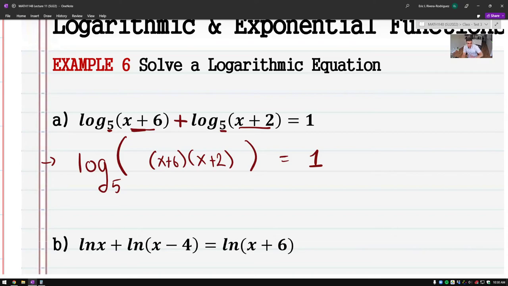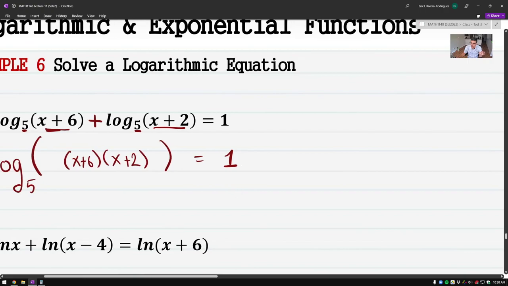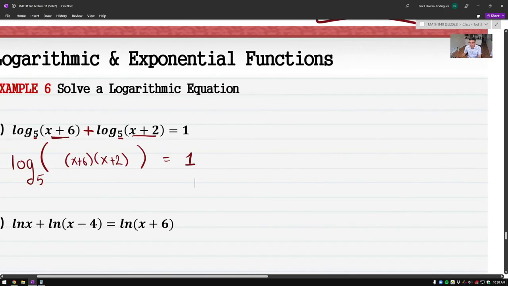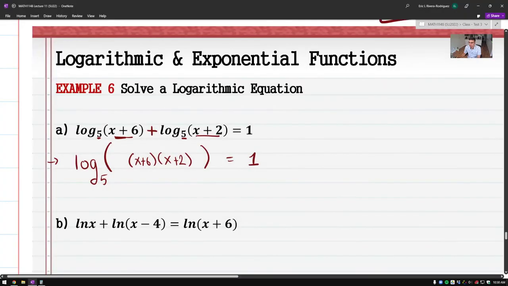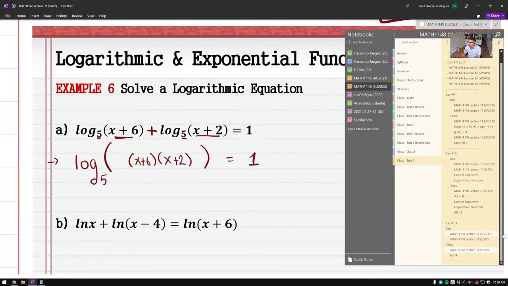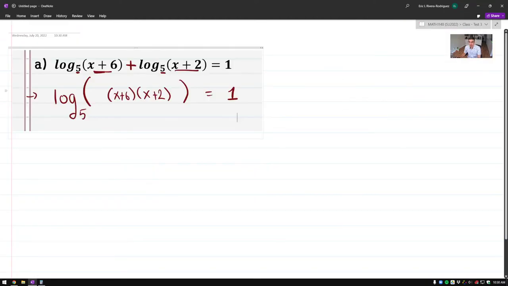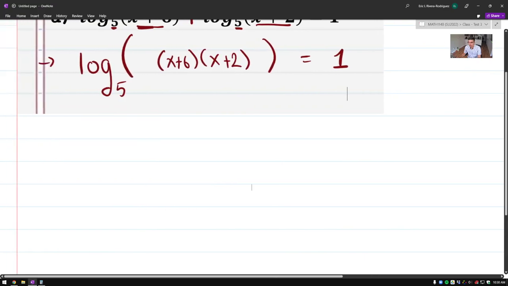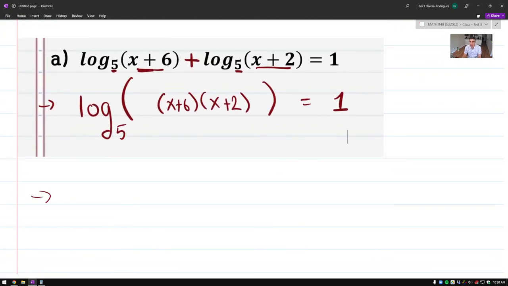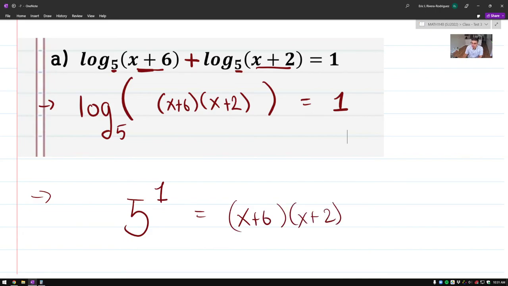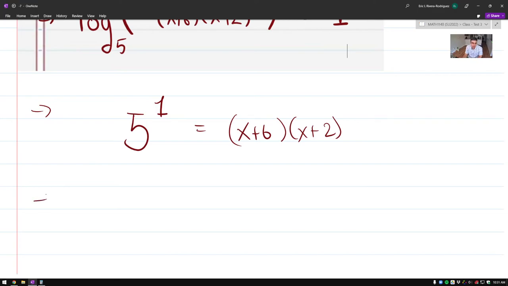I'm going to take it as it is, and I'm going to translate this into an exponential form. So I'm going to get here 5 raised to the power of 1 equals (x plus 6)(x plus 2). And this is the case where you are going to be working with a quadratic equation.